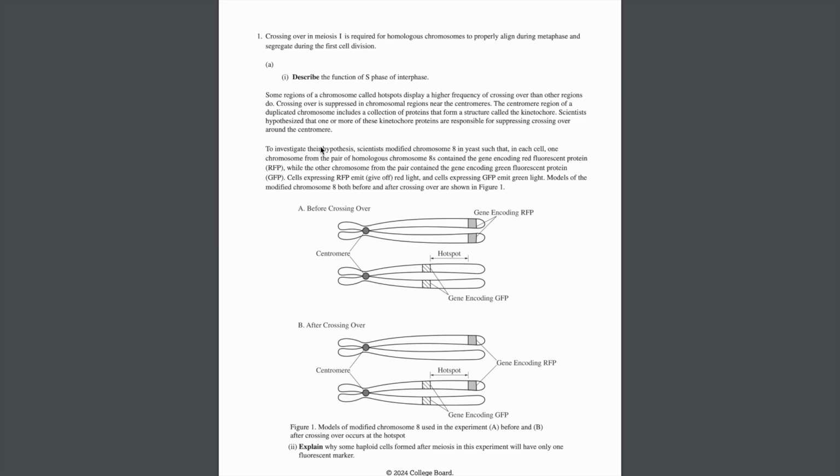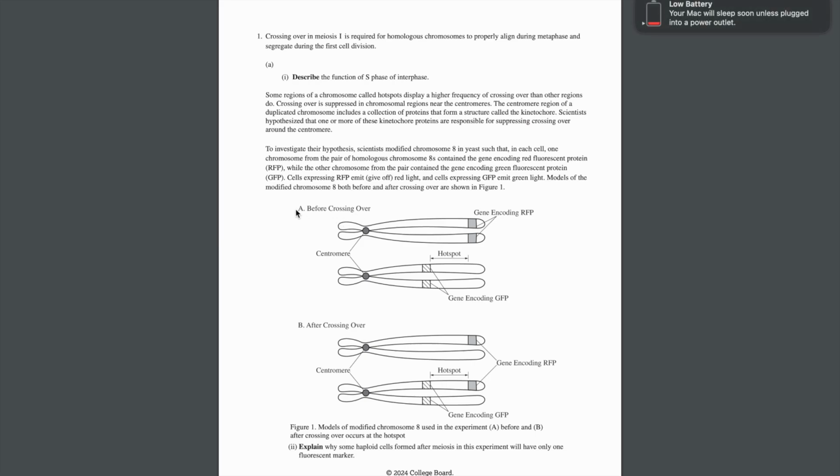To investigate their hypothesis, scientists modified chromosome 8 in yeast such that in each cell, one chromosome from the pair of homologous chromosome 8s contained the gene encoding red fluorescent protein, RFP, while the other chromosome from the pair contained the gene encoding green fluorescent protein, GFP. Cells expressing RFP emit or give off red light, and cells expressing GFP emit green light. Models of the modified chromosome 8 both before and after crossing over are shown in figure 1.